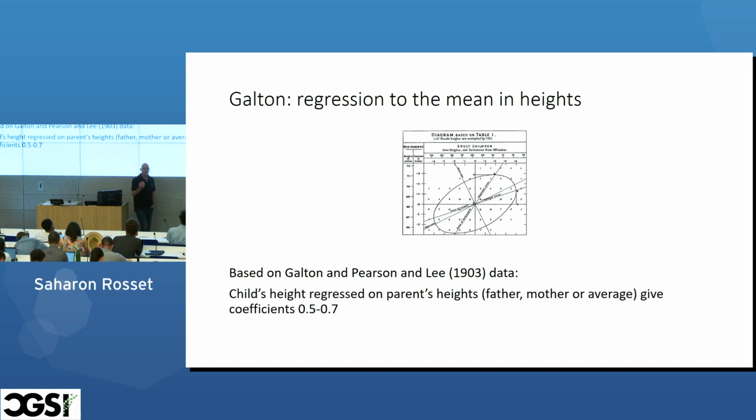And there's very famous work, basically by Galton and then Pearson and Lee, all of them famous people, followed up on it. And the point is that if you regress a child's height on the parent's heights, father or mother or the average, then you get coefficients that are positive but far from 1, so between 0.5 and 0.7, depending what you do exactly. And Galton called it regression to the mean, or the less politically correct name, regression to mediocrity, because if the parent is very tall, then the child will be tall, but not as tall as the parent. And if the parent is very short, then the child will be short, but not as short as the parent.